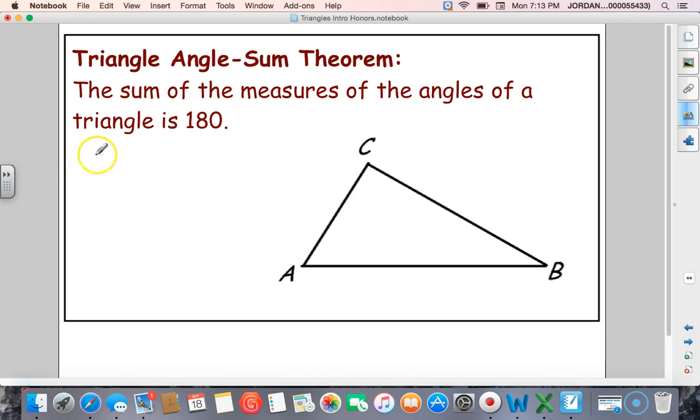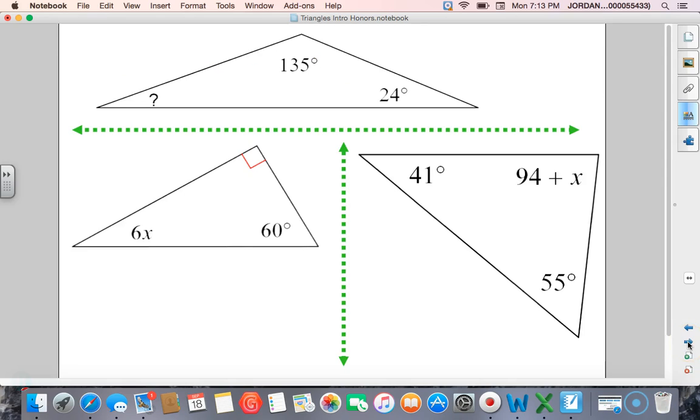So in this example, angle A plus angle B plus, let's do it the third color, why not? Angle C has to equal 180 degrees, has to. Alright, so that's what our angle sum theorem tells us. So let's use the angle sum theorem right here to solve some problems.